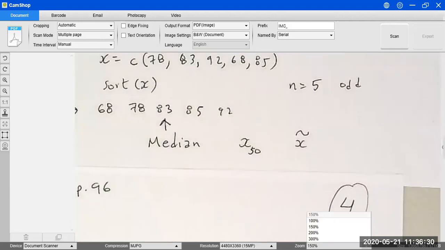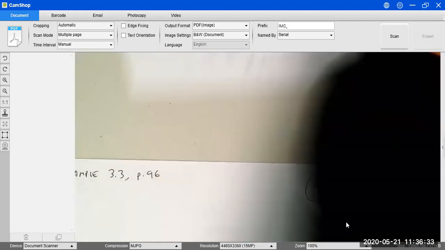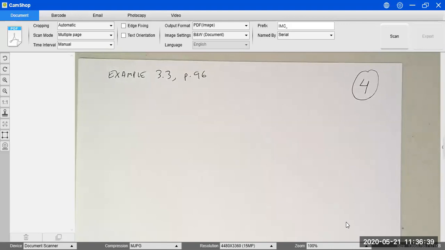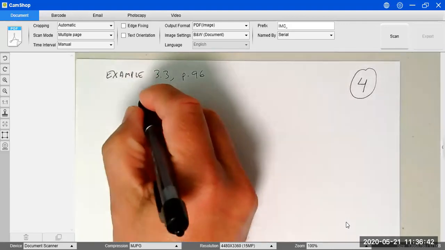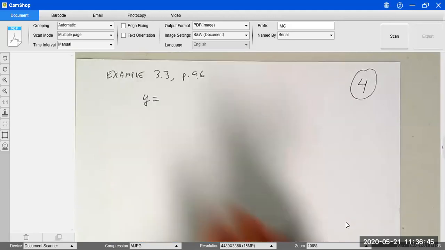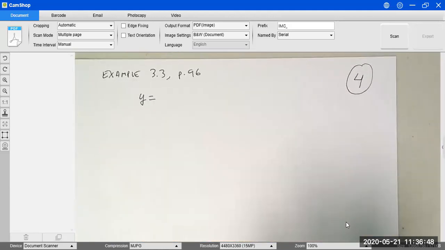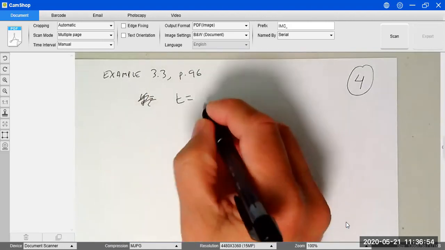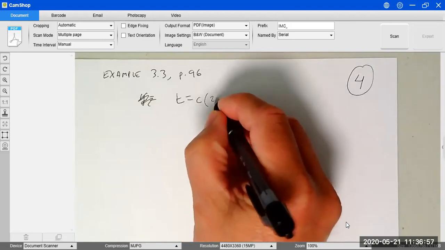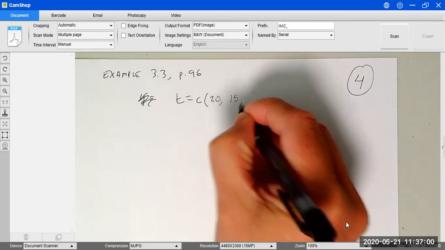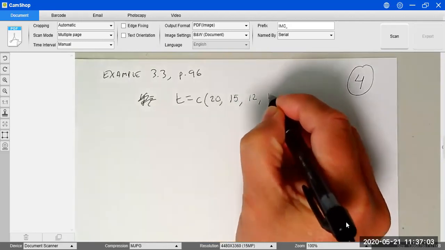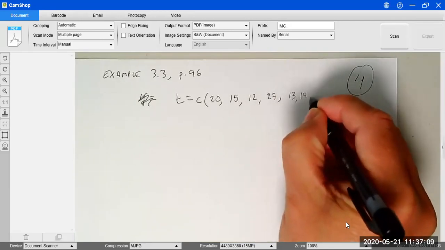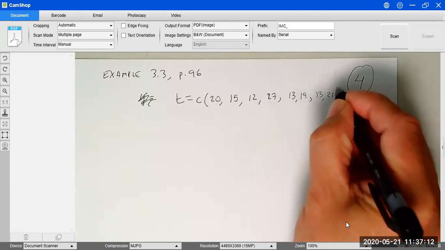So let's see. We have the recovery times. I want to use now Y. You can use a different letter, or we can use T for time. So let's use T because these are times. So T is going to be 20, 15, 12, 27, 13, 19, 13 and 21. So that's T.